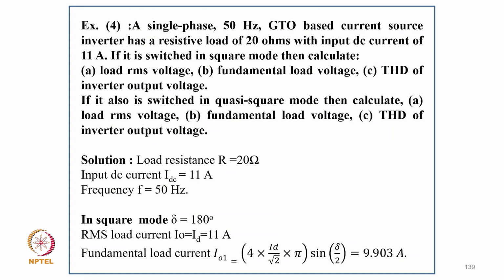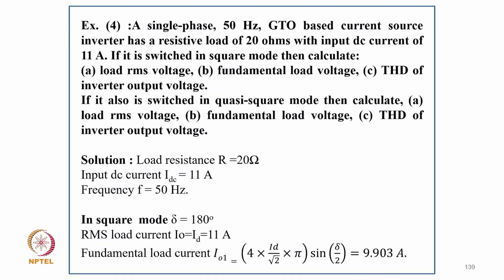Coming to example 4: a single phase 50 Hz GTO based current source inverter has a resistive load of 20 ohm and an input DC current of 11 ampere. If it is switched in square wave mode, calculate the load RMS voltage, fundamental load voltage, and THD of inverter output voltage. And if it is also switched in quasi square mode, then calculate the load RMS voltage, fundamental load voltage, and THD of inverter output voltage.